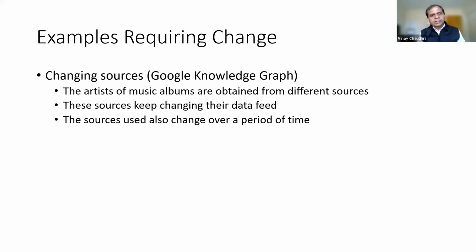In the music domain, in the Google Knowledge Graph, they include the artists for an album. And Hector was telling us that usually they are not able to get all the artists of an album from a single source. And they end up having to fuse information from multiple sources to get an authoritative list of artists for an album. And the data feeds that they get, they constantly keep changing. And as they change their format, they have to change the procedures using which they are incorporating the data into their knowledge graph.